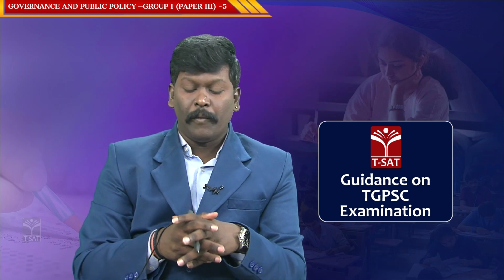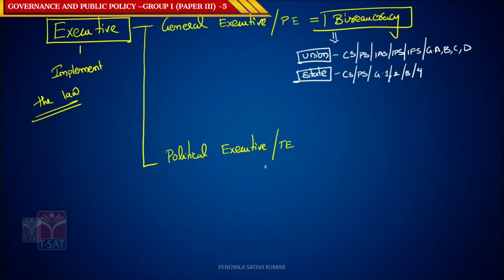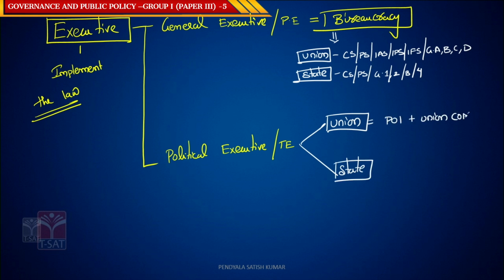Then we have something called political executive. What is this political executive? Political executive is again divided into 2: the union political executive and the state level political executive. The union political executive consists of the President of India plus the Union Council of Ministers.